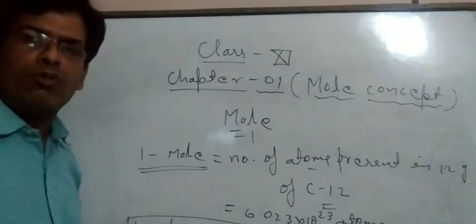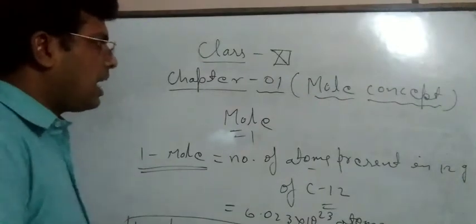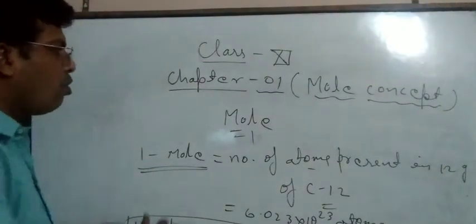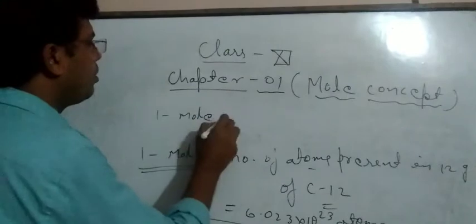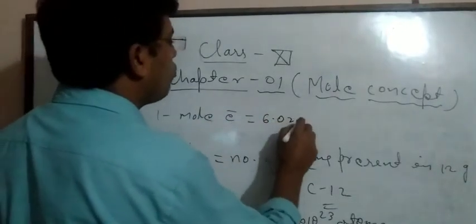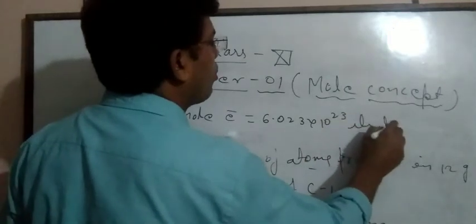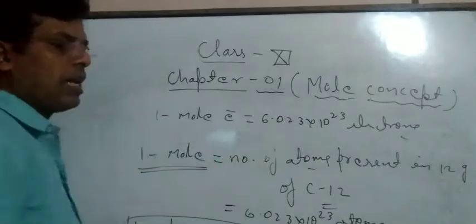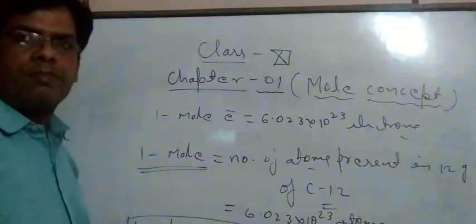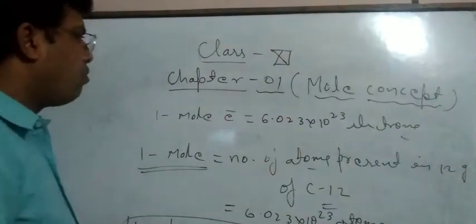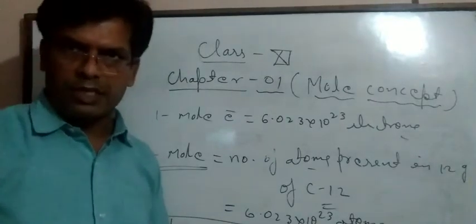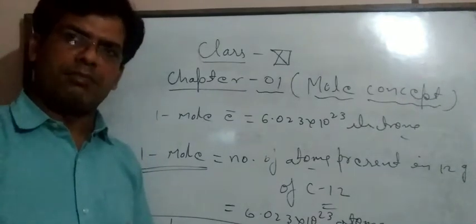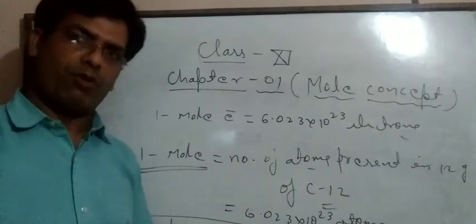If you say 1 mole of electron, what does it mean? 1 mole of electron means 6.023 into 10 to the power 23 electrons. 1 mole of oxygen molecules means 6.023 into 10 to the power 23 molecules of oxygen. 1 mole of hydrogen atoms means it contains 6.023 into 10 to the power 23 atoms, etc.